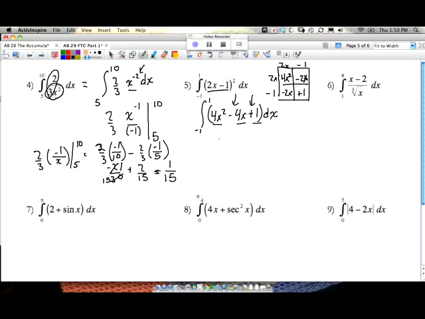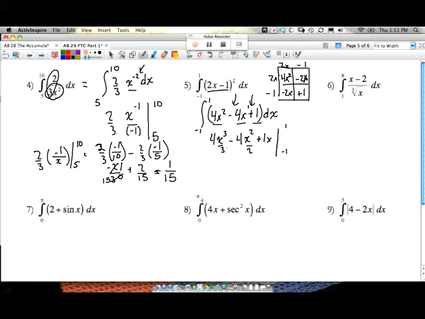Well, that's going to be the constant 4, and the x squared becomes x cubed over 3. The next one, we have a constant 4, but this time it's going to become x to the first power changes to x squared over 2. And then the next one after that, it's a constant of 1, but a constant is going to become constant times x. Now we're evaluating this from negative 1 to 1.